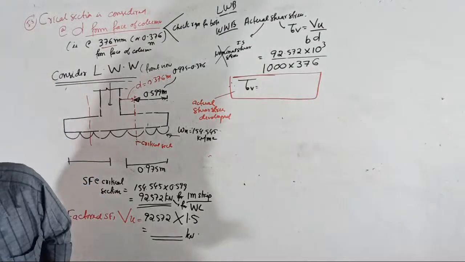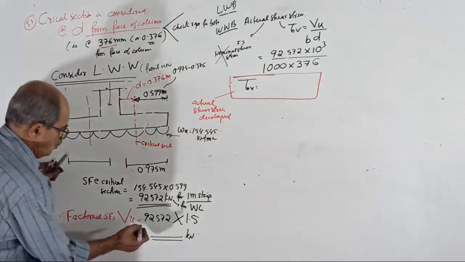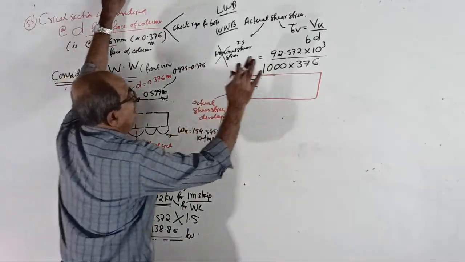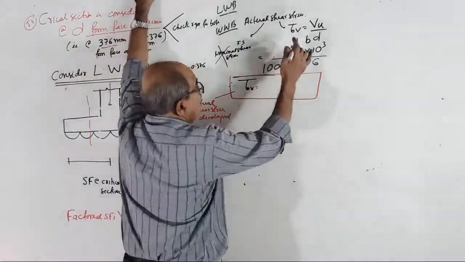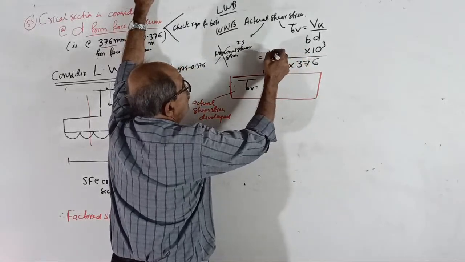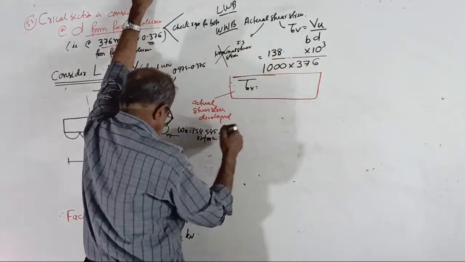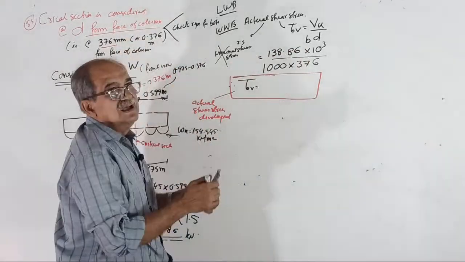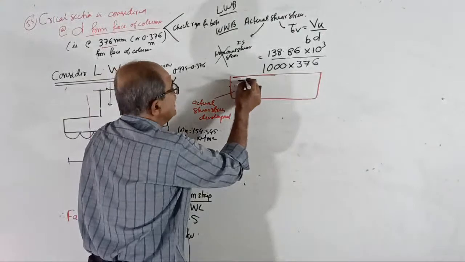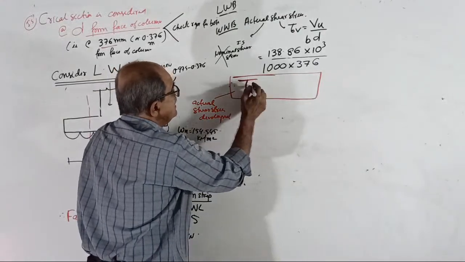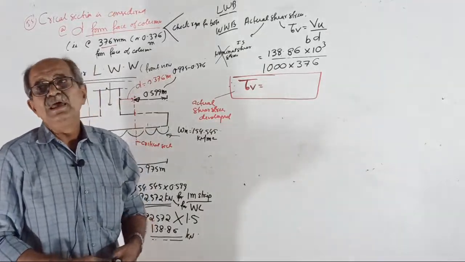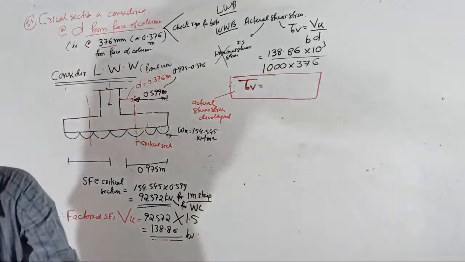138.86. Thank you. At least today someone has answered correctly. 138.86. Now tell me, what is the shear stress? Remember, this is the danger, because this is the shear stress coming. Answer. Give me in Newton per mm square.